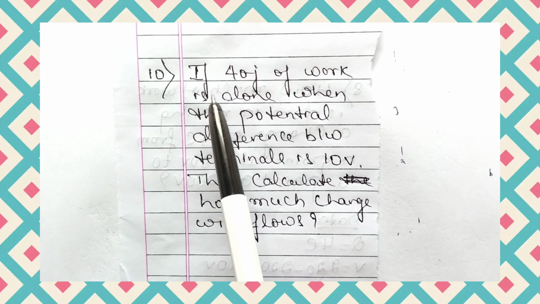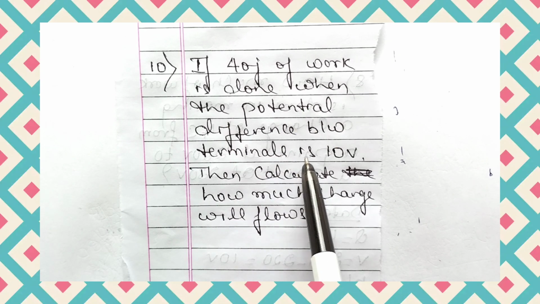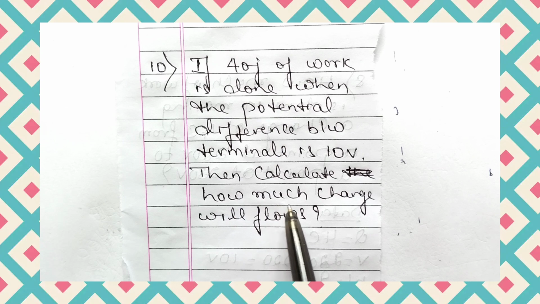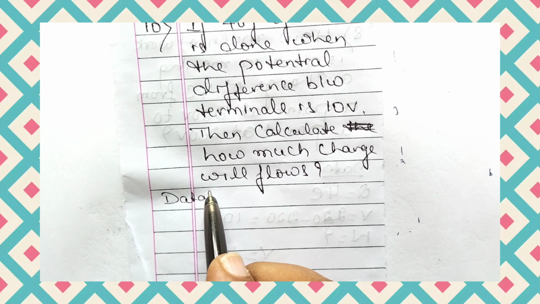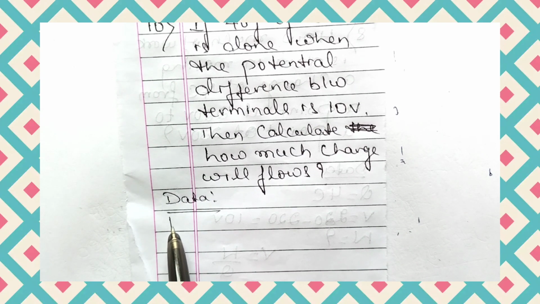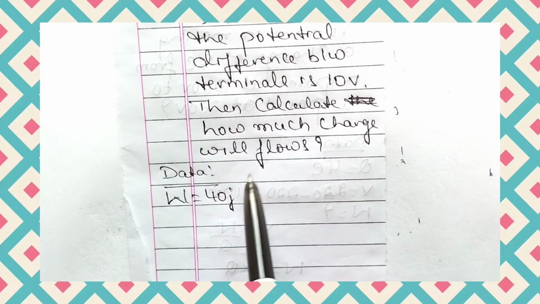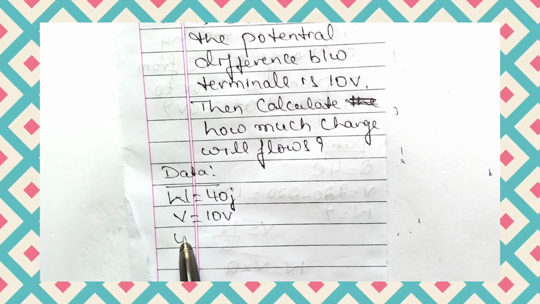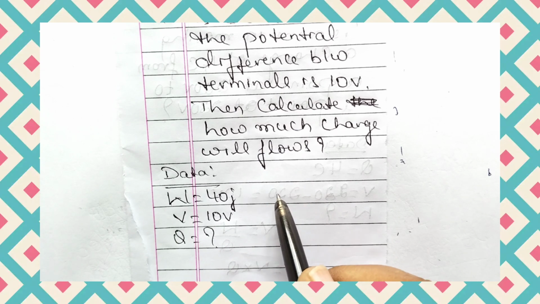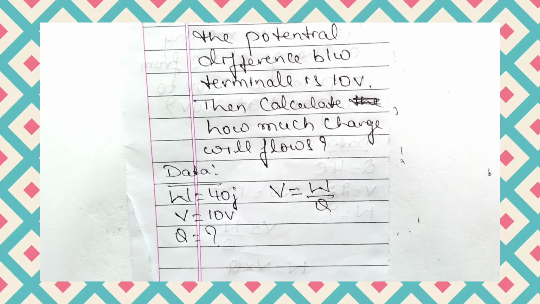So now let us move to the 10th question. If 40 joules of work is done when the potential difference between the terminals is 10 volts, then calculate how much charge will flow. So let us make a list of data. In the list of data, they have given work done. W is equal to 40 joules. Next, the potential difference between the terminals V is equal to 10 volts. Now we have to calculate how much charge is flowing. So W given, V given, we have to calculate Q. So what is the relation? V is equal to W by Q.